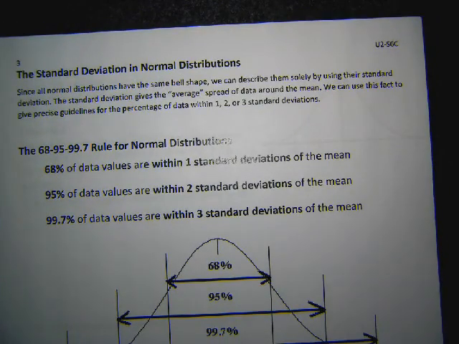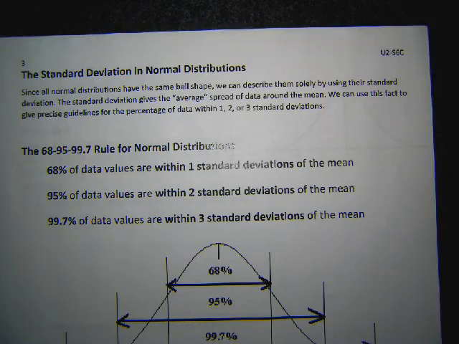Now, we said if you have a normal distribution and you know stuff about standard deviation, that's really powerful. One of the reasons is because of what we're going to call the 68, 95, 99.7 rule. Since normal distributions have this nice bell shape, you can describe them just knowing their standard deviation. Standard deviation gives the average spread of the data around the mean. So if you know the mean and standard deviation, that's really all you need. We can use this to give some precise guidelines for the percentages of the data.